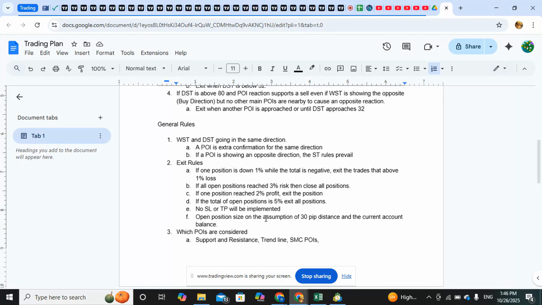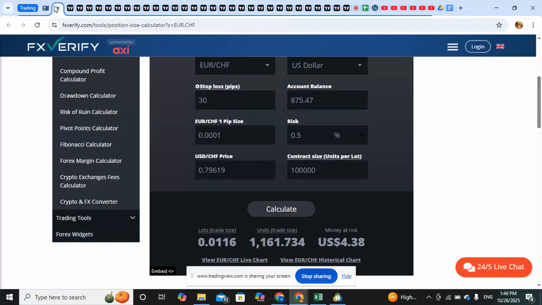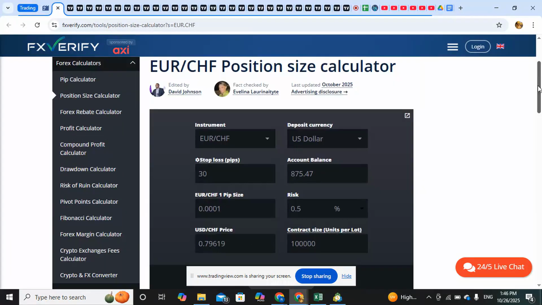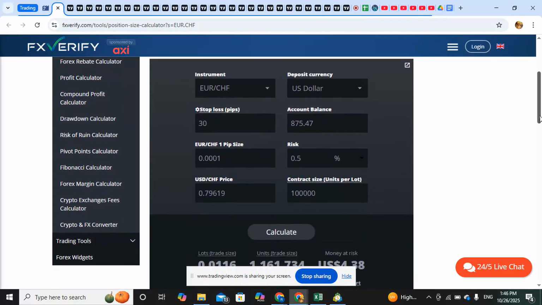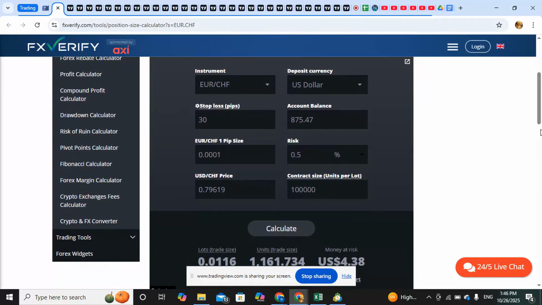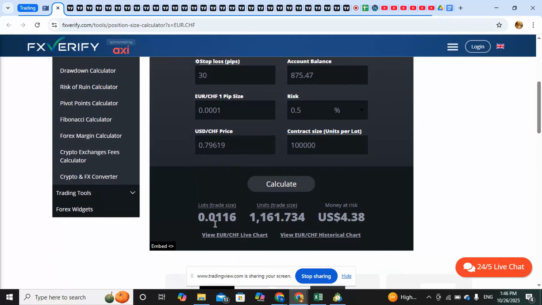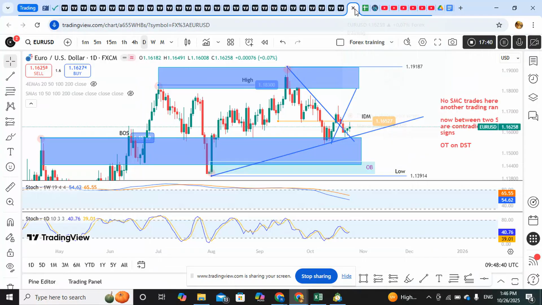Open position size on the assumption of 30 pip distance. So I would go here to this calculator, and I would put the currency that I'm trading. I will put the 30 pips and account balance. I do 0.5% risk, and then see what is the size of the position that I would open. And this is my new risk management plan for now. So this is what I will be testing for the coming period.